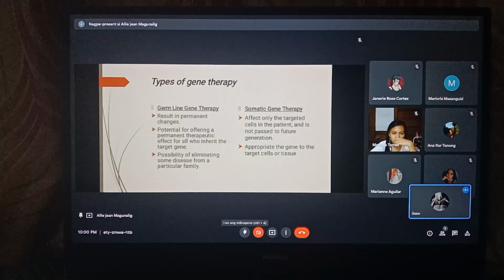So the types of gene therapy, there are two: the germline gene therapy and the somatic gene therapy. When we say germline gene therapy, it is the permanent changes. And when we say somatic gene therapy, it affects only the targeted cells in the patient and is not passed to future generations. In germline gene therapy, it has the potential for offering a permanent therapeutic effect for all who inherit the target genes. It also has the possibility of eliminating some diseases from a particular family.